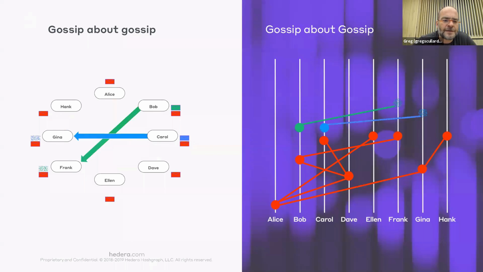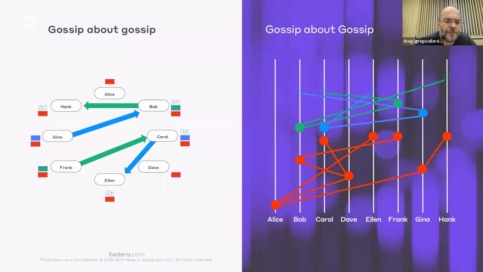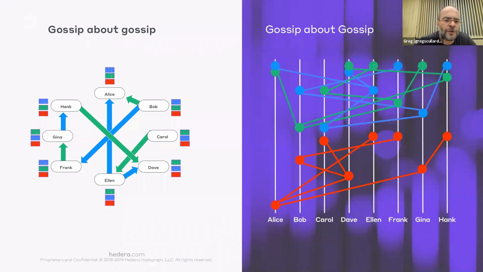So let's look at another set of messages here. Bob and Carol both want to send a message or an event. Now, with Hedera Hashgraph, they can do this in parallel. So it's entirely possible for Bob and Carol to send a message at precisely the same time. And they gossip it, and then whoever received it, Frank and Gina, then gossip it themselves, and so on and so forth. And all the messages eventually arrive at their destinations.